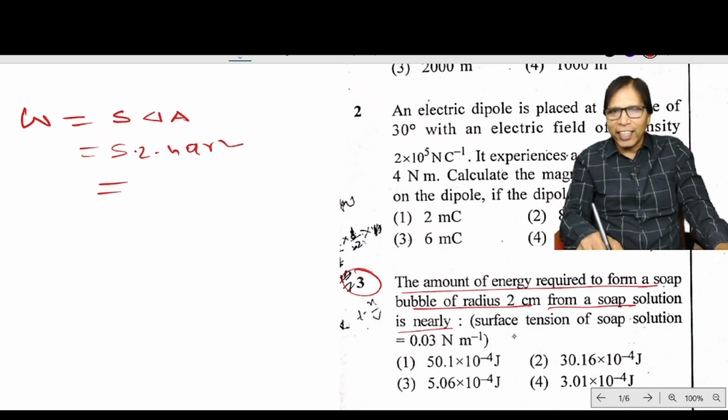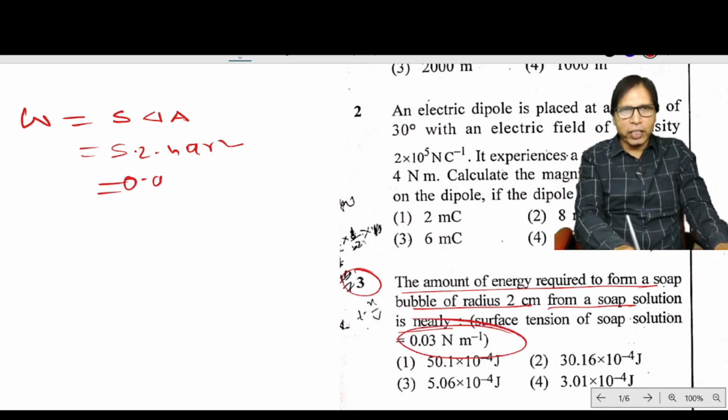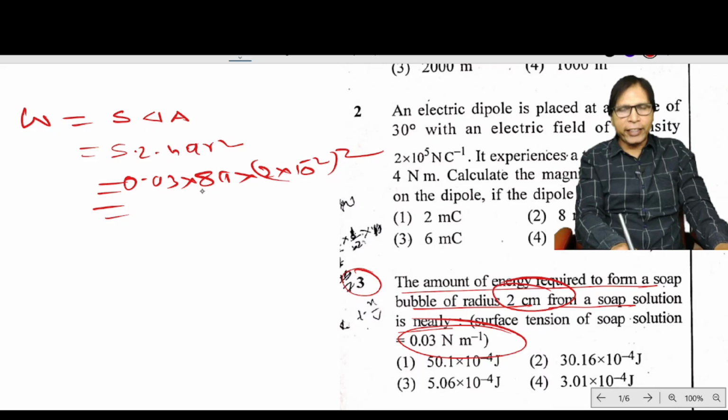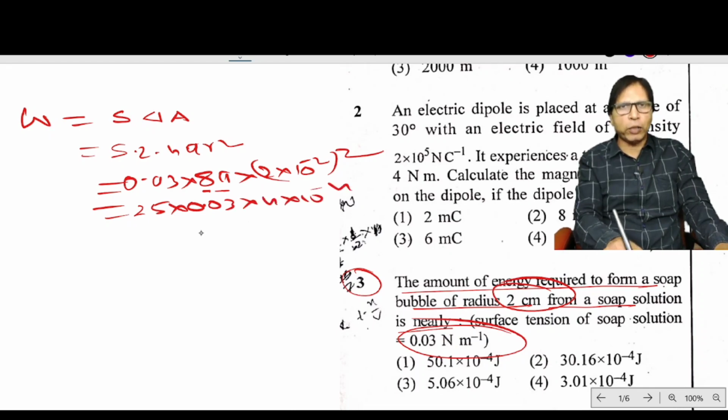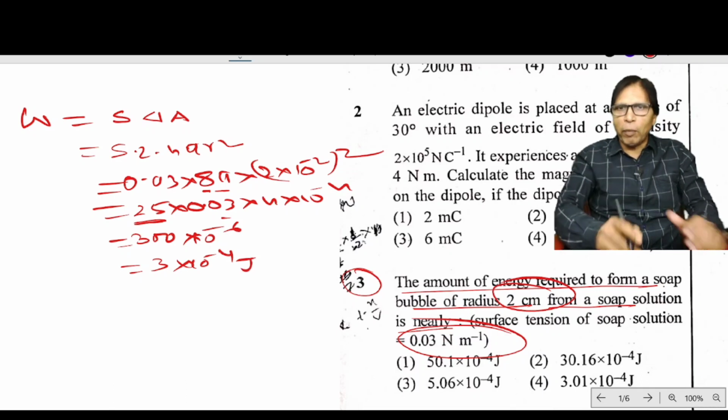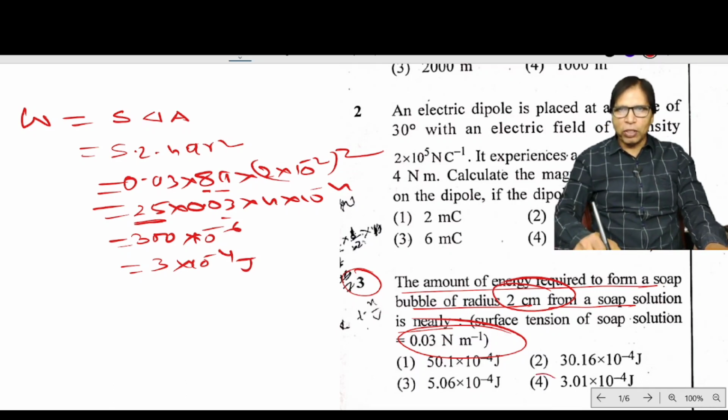What is S? S is 0.03, and this is 8 into pi, and R is 2 centimeter, so 2 into 10 to the power minus 2 meter whole square. Now 8 into pi is almost 25. So 25 into 0.03 into 4 into 10 to the power minus 4. So 12 into 25 is 300, and this is 10 to the power minus 6. So 3 into 10 to the power minus 4 joule is the amount of work done. Option D is correct.